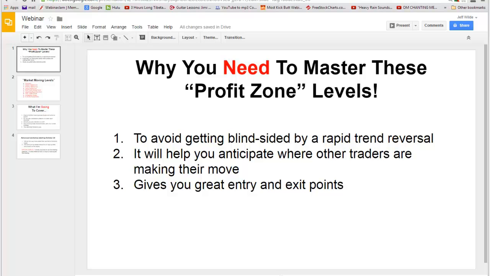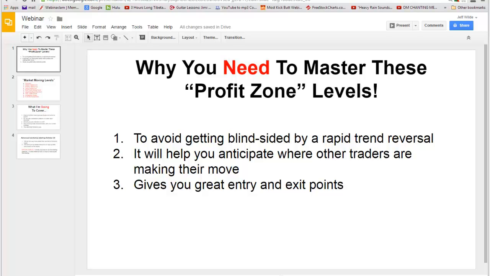Okay, so there's a few reasons why you really need to understand what's going on here. Well, if you don't take a bigger view of what other traders are doing, you can get blindsided. In other words, you think you got the perfect setup and it doesn't matter what system you're using.